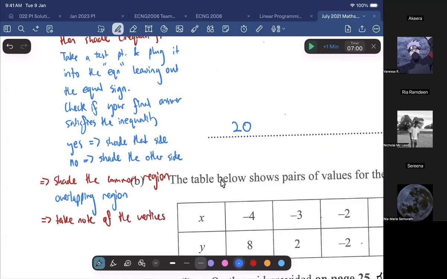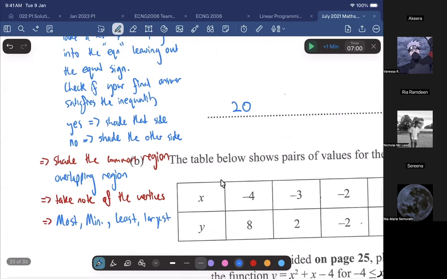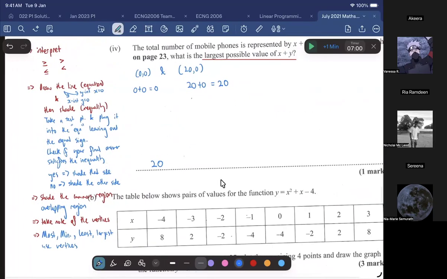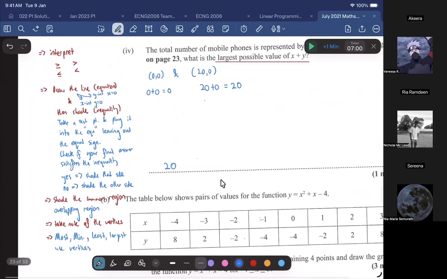You do this because anytime you see words like maximum, minimum, least, most, largest, you need to do something with the vertices. So shade the common region, take note of the vertices, and anytime you see those words, use vertices. And that's essentially the formula you should follow to get a linear programming question correct.